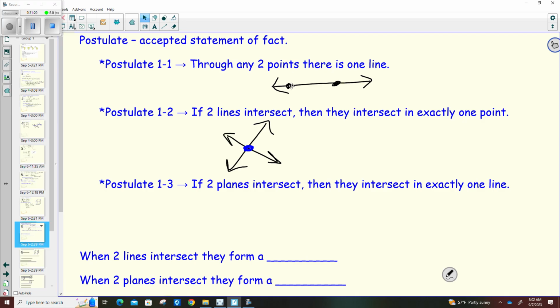Postulate 1.3 says if two planes intersect, they intersect in exactly one line. This is the one that is less fun to draw. We got two different ways of drawing it for you. You follow along with me. You can pick which one you want to do later. First option, draw yourself a parallelogram.